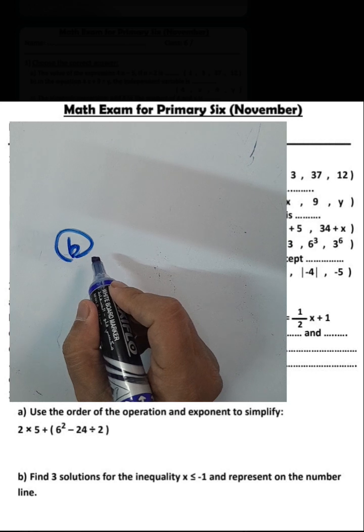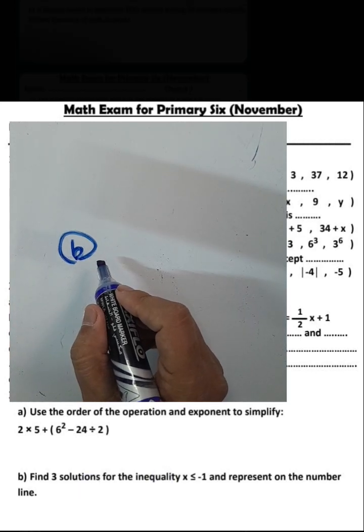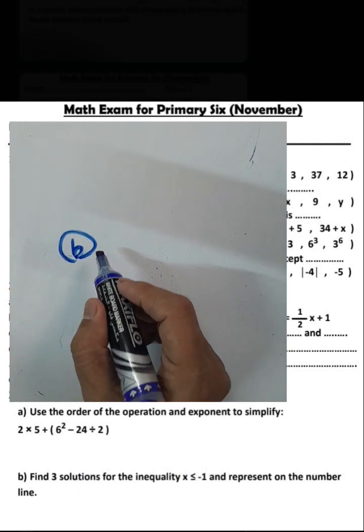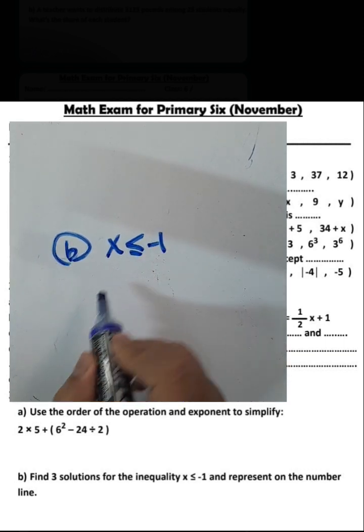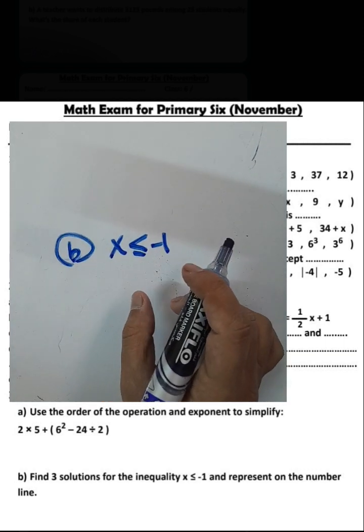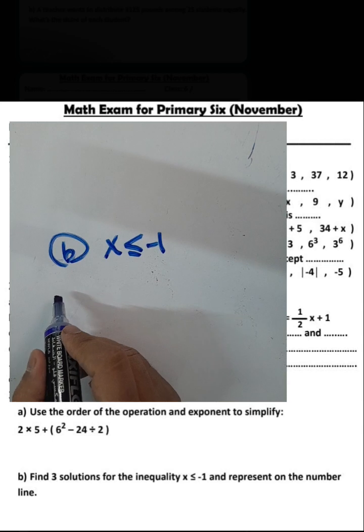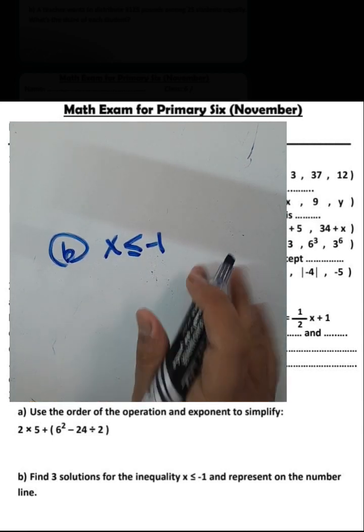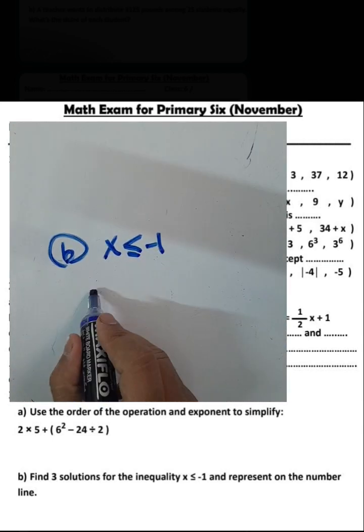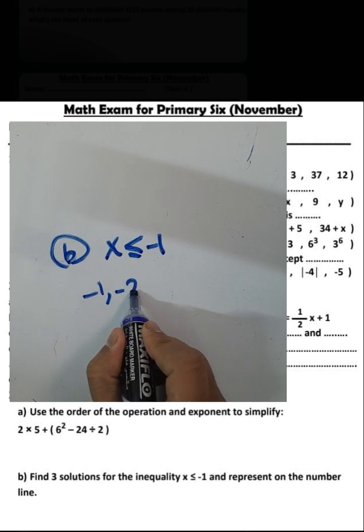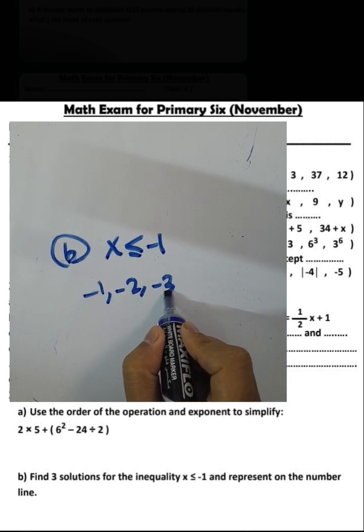Letter B, find 3 solutions for the inequality x less than or equal to negative 1, and represent the solution on the number line. Okay, first we can find 3 numbers less than or equal to negative 1. They will be negative 1, negative 2, and negative 3.